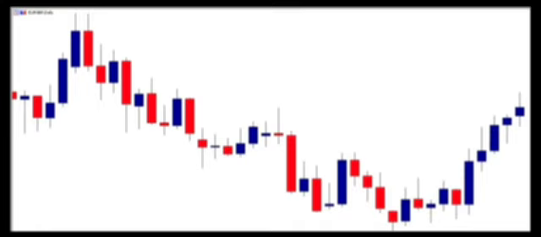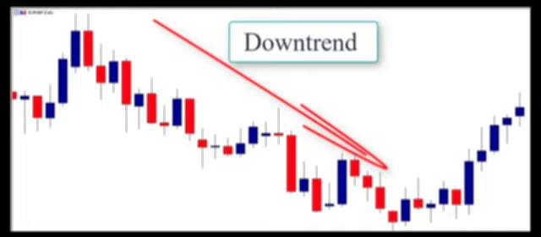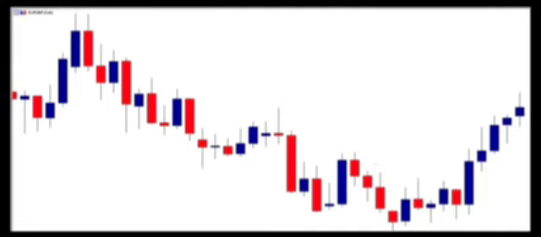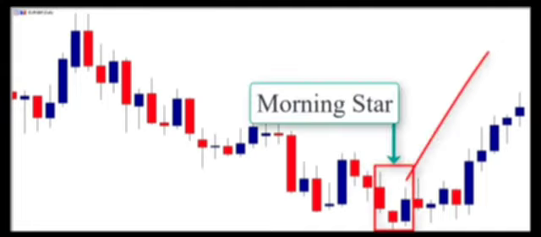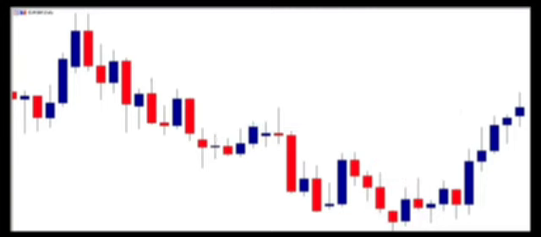This is another example. As you can see, the market is trending down. Sellers are in charge of the market. The formation of the Morningstar leads to a trend reversal.